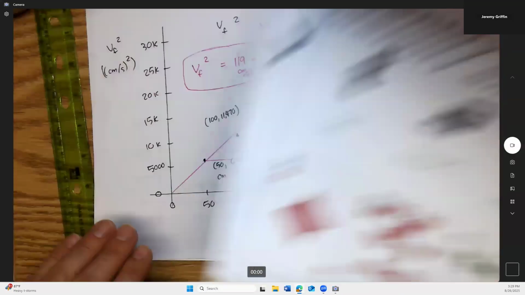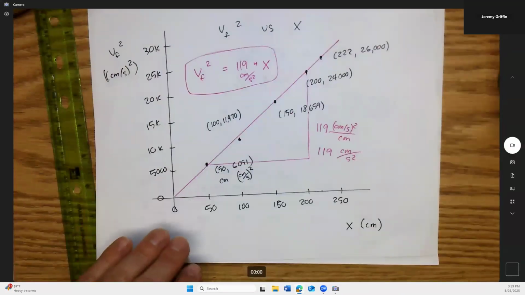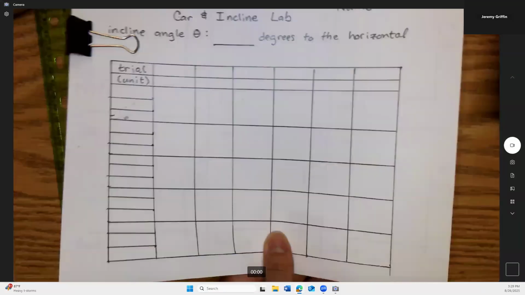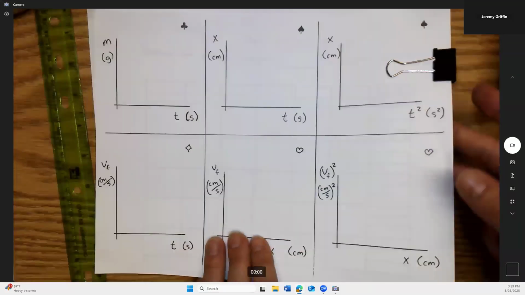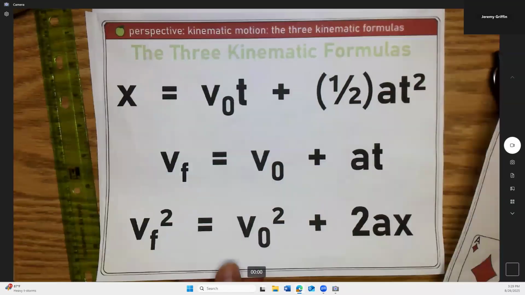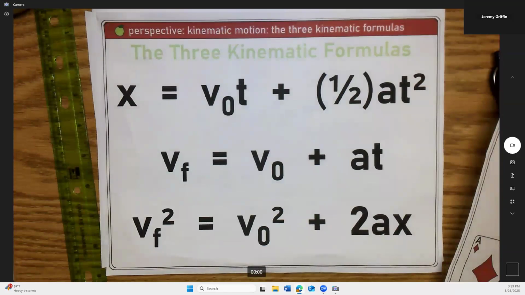Go ahead, make sure your name's on your lab page. You guys have a table of data on one side, and you have the 6 graphs done on the other side. And that's a wrap on class.